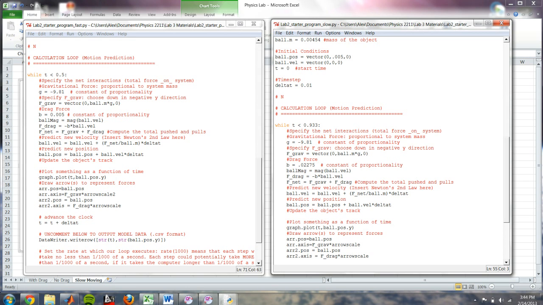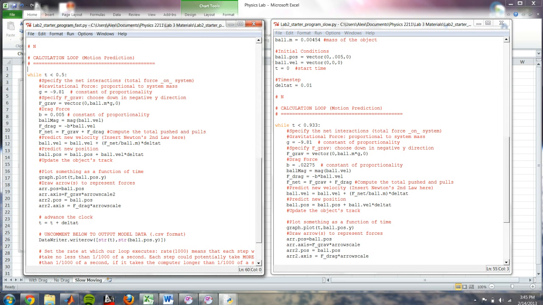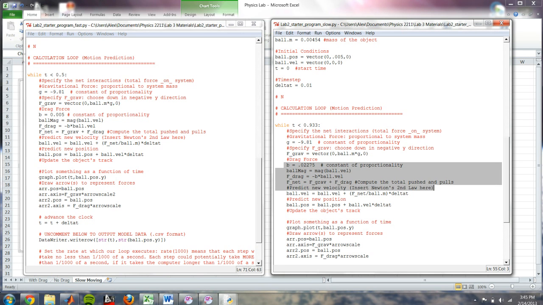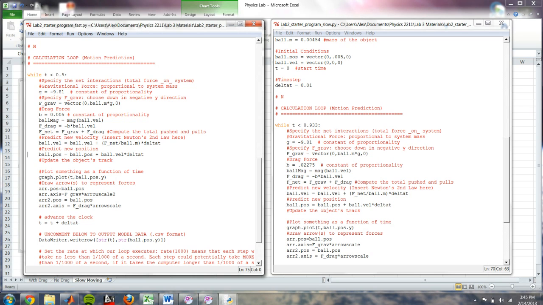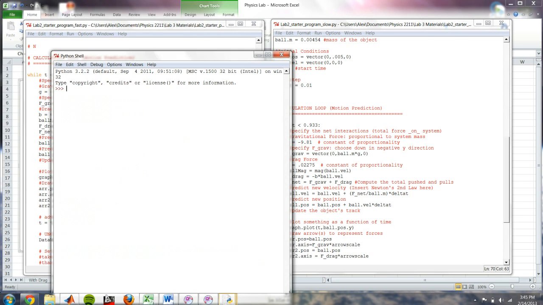Okay, next thing I did was model this experiment in VPython. I first modeled it without the drag force by commenting out the drag force, and that made it so that only the force of gravity was used in updating the velocity in the momentum principle. I commented that out for the fast object, and I did it for the slow moving object as well. But for the sake of time, I'm just going to show you the model with the drag.